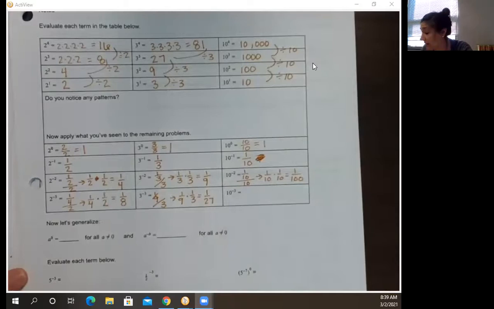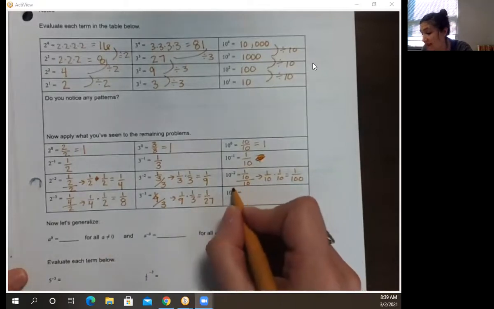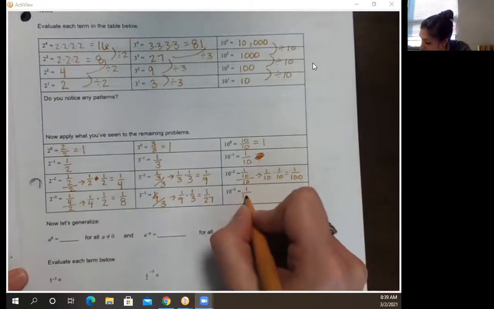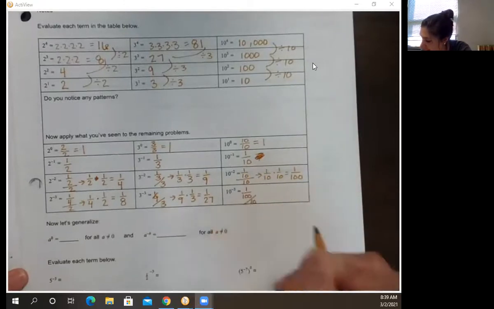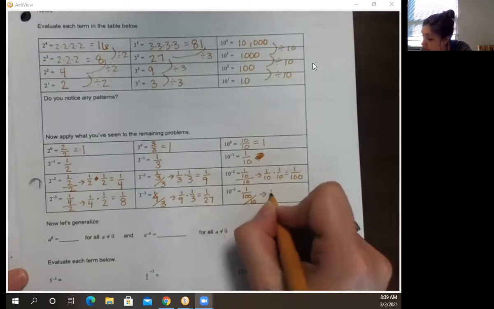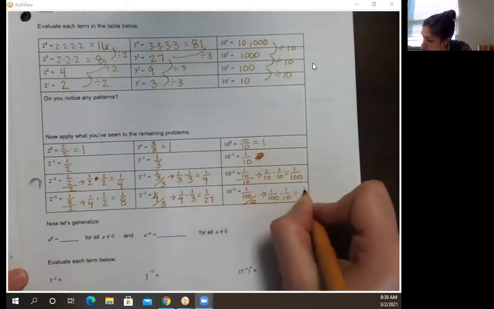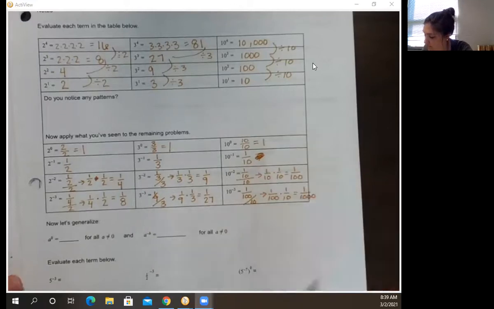And then one more time here, if I want to reduce that power of 10 once more, I'm going to again take my last answer and divide by 10. So this would give me 1/100 times 1/10, which would be 1/1000.